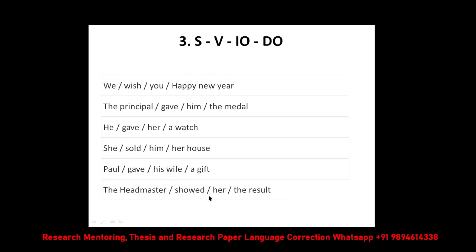The headmaster showed her the result. To whom did the headmaster show the result? Her. So her is indirect, and the result is direct. So: subject, verb, indirect object, direct object.